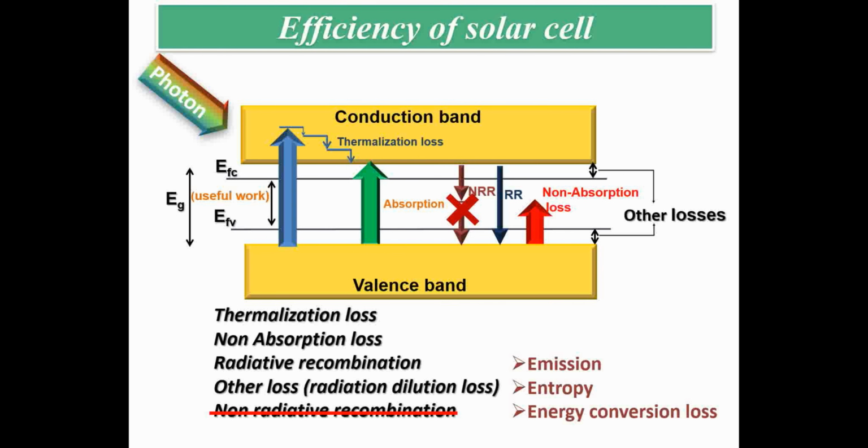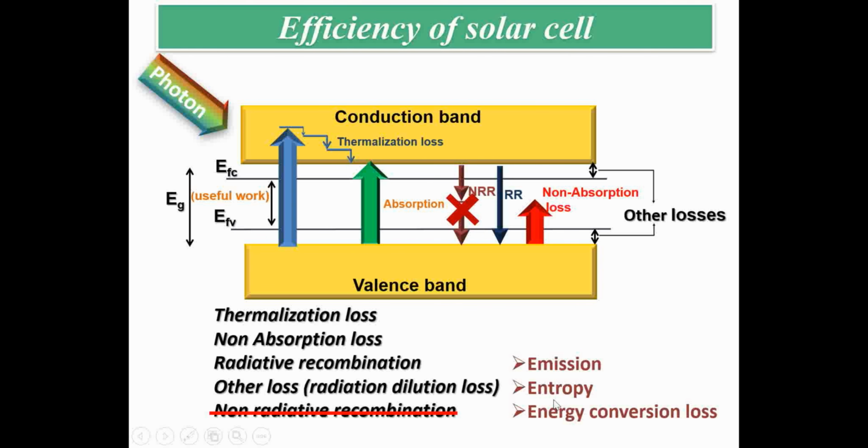Okay, intrinsic losses which cannot be avoided. So thermalization loss is taking place, nonabsorption loss is taking place, radiative recombination loss is taking place. Other losses comprise entropy generation. Whenever entropy is generated, some portion of our energy is wasted there, and there is energy conversion loss, so energy conversion from a hot body to a cold body is taking place. I will explain the energy conversion and entropy loss in due course of time.